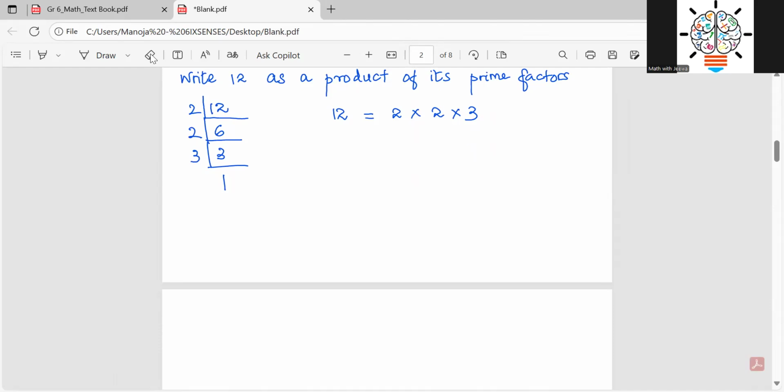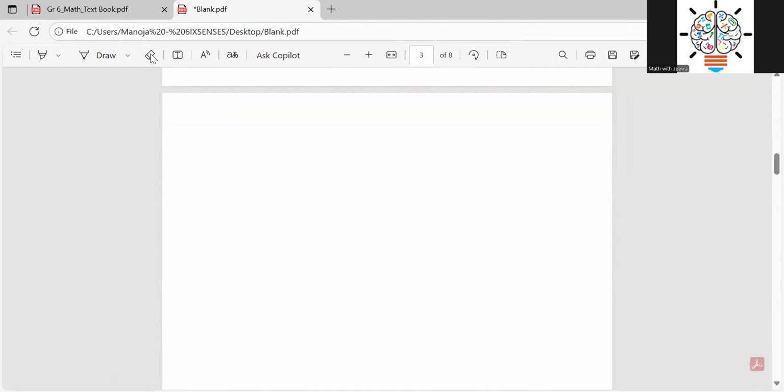Then I will take another one. For example, let's say I take 24. Okay. Then I want to do the same 4 steps for this number too. In 24, first I take the ways of making 24: 1 times 24, 2 times 12, 3 times 8, 4 times 6, right?